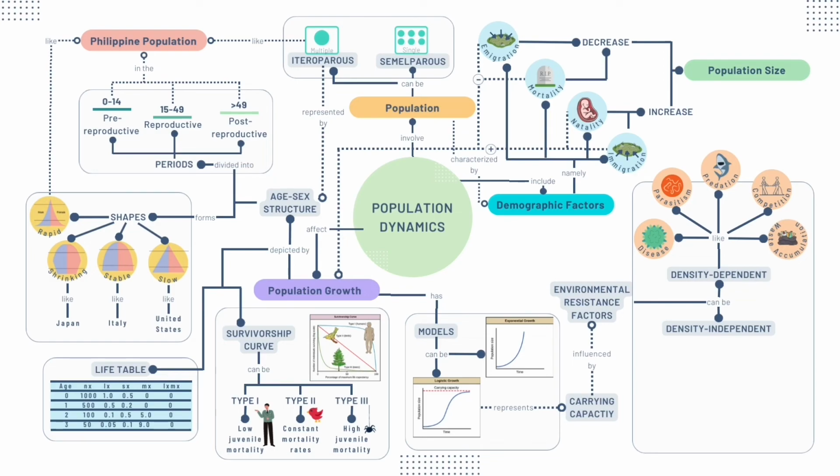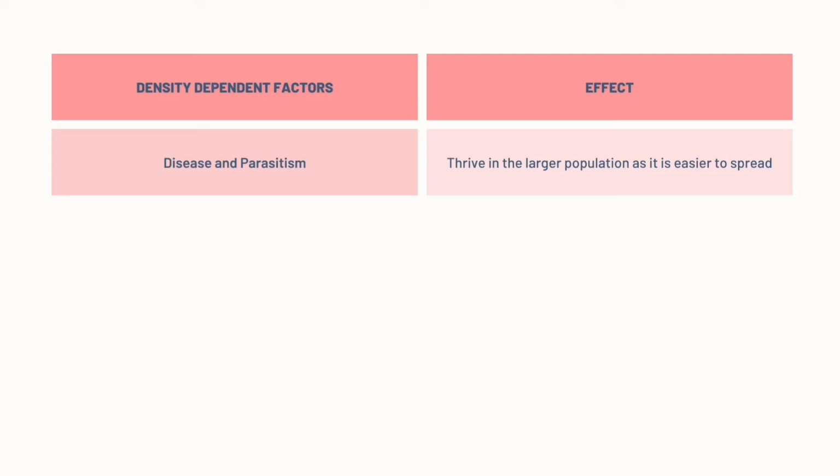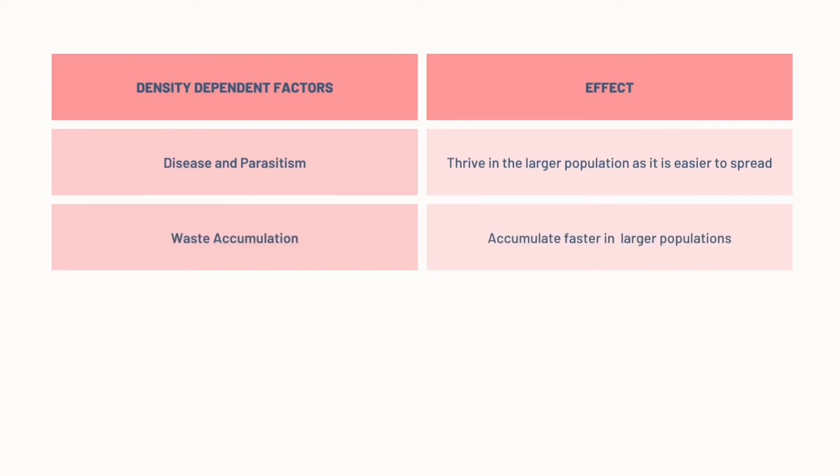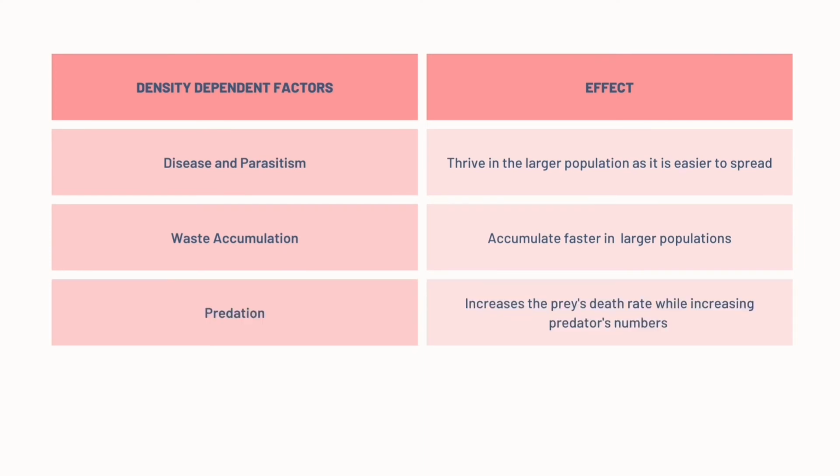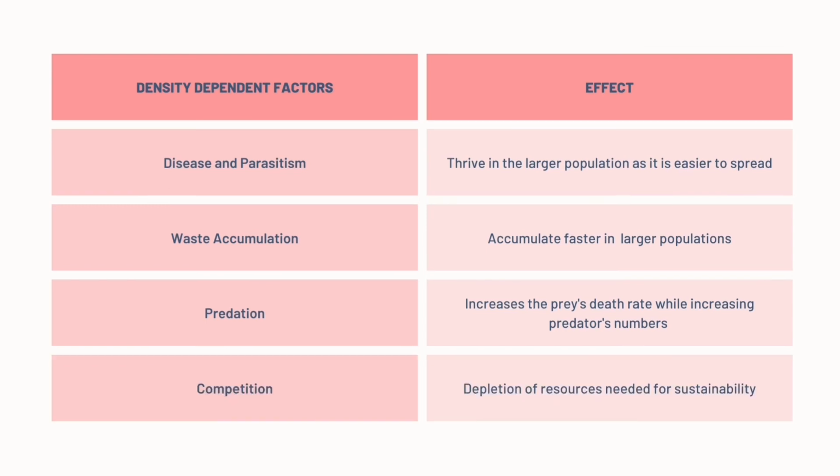Disease and parasitism thrive in a larger population as it is easier for the infection to spread. It is also the case for waste accumulation, as waste products accumulate faster in larger populations. Predation increases the prey's death rate while increasing the predator's numbers, which may cause natural cyclical changes in the population. Lastly, competition leads to the depletion of resources that the members of the population need for sustainability.